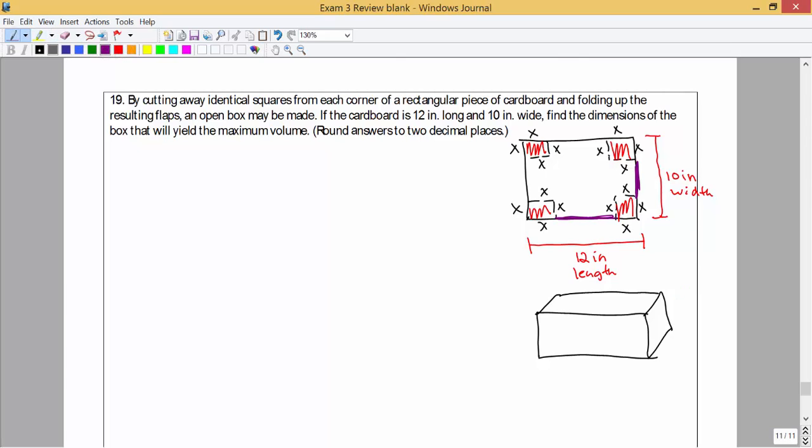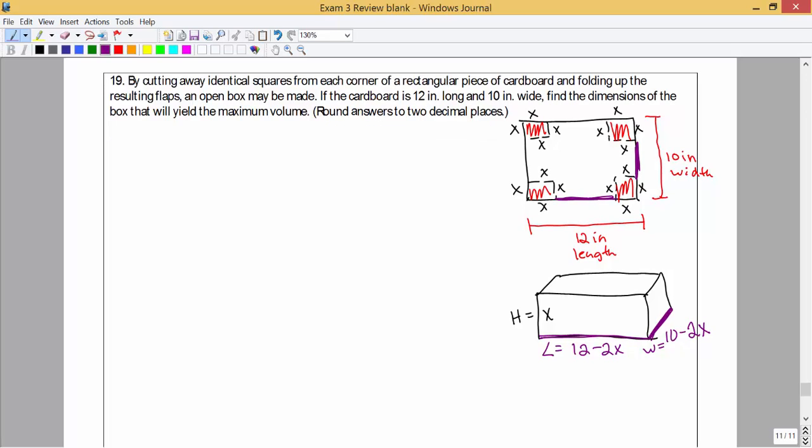Alright, so the height of the box, of course, would be x. So we're going to say the height of the box is x. The width of the box, since we cut off those x values at each corner, will be represented by 10 minus those two x values that are gone. And the new length of the box will be 12 inches, take away those two x corners that are gone. So we have the new length of our box, and then we have the new width of our box.